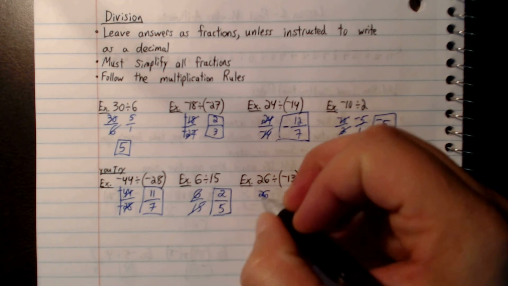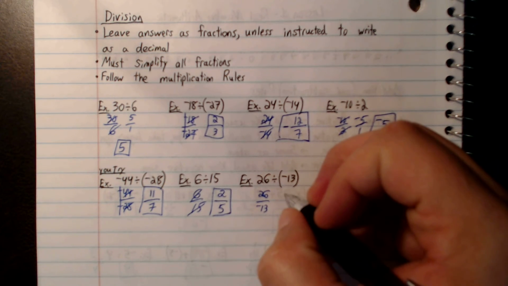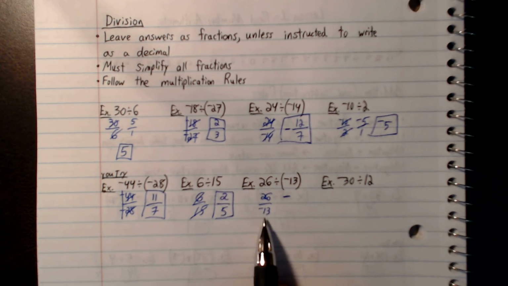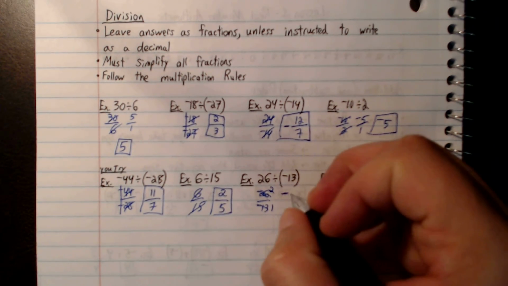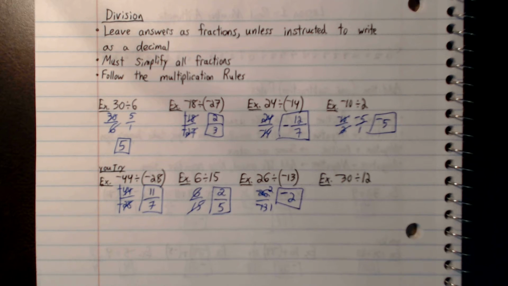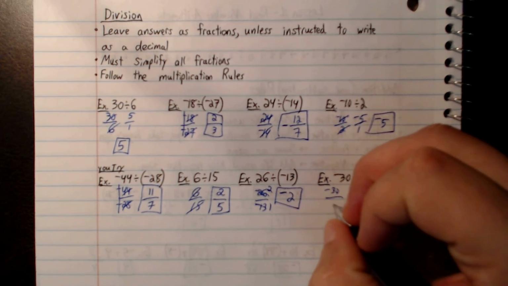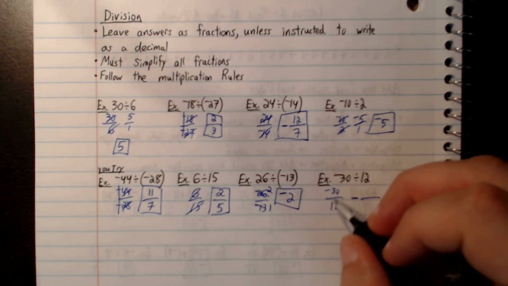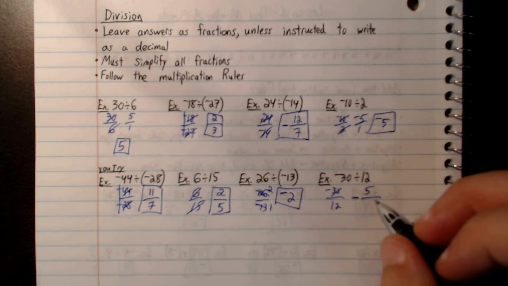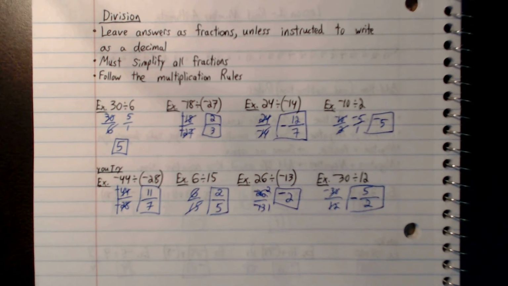26 divided by a negative 13. Positive divided by negative, my answer is going to be negative. I know that. 26 divided by 13 is going to be 2 over 1, which is just plain old 2. Negative 2. And finally, negative 30 over 12. I know my answer is going to be negative. These are both divisible by 6. So if I divide by 6, it gives me 5 and 2. So negative 5 over 2. Hopefully you got all those problems correct.